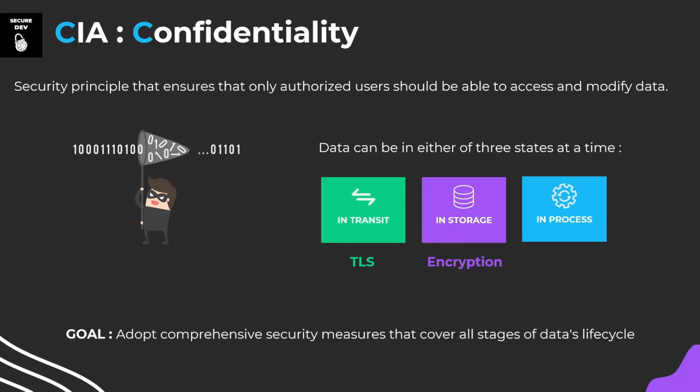Now, while confidentiality is about keeping our data secret, integrity, the second part of the CIA Triad, is about keeping our data accurate and reliable, of course. Let's explore this concept next.